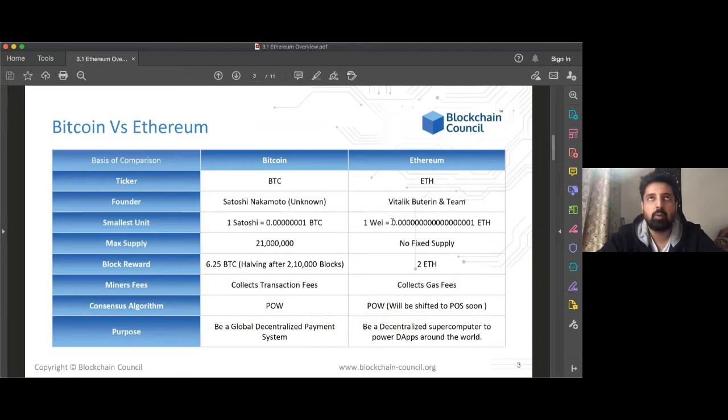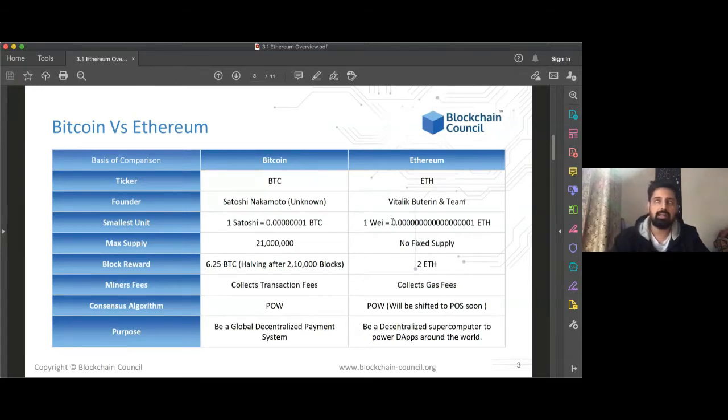Maximum supply, 21 million. There can be only 21 million Bitcoins in this world, whereas there is no fixed supply on the Ethereum network. Block reward of Bitcoin right now is 6.25 BTCs. What is that block reward? Every time a miner has mined a block, they need to be rewarded for mining a block. And the reward is 6.25 BTCs. With today's value of Bitcoin, it comes to around $120,000 for mining one single block.